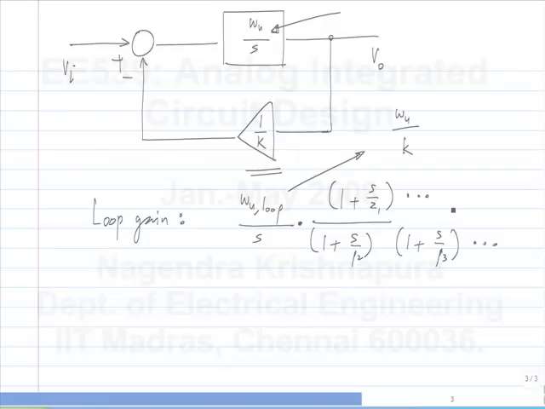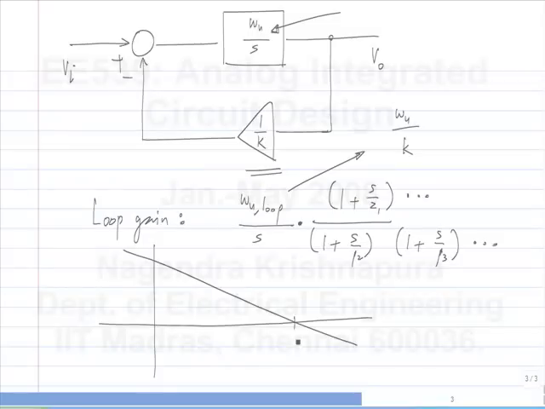But all of these should be such that, let's say if you have only poles, then the loop gain magnitude plot should look like this. This is omega u loop, and all of the parasitics should be beyond omega u loop. Okay.